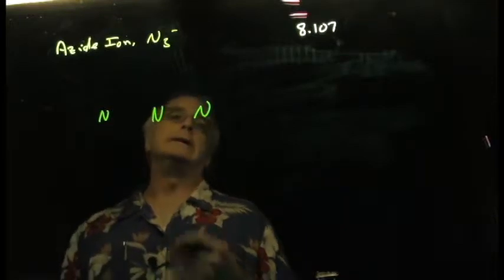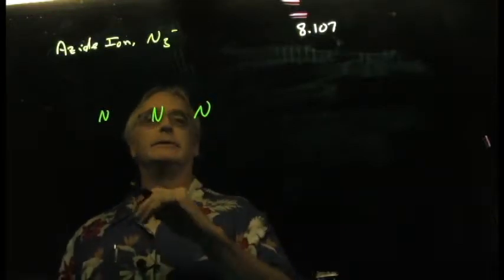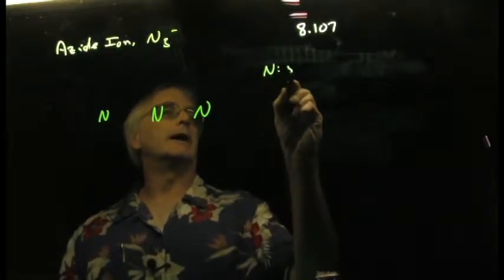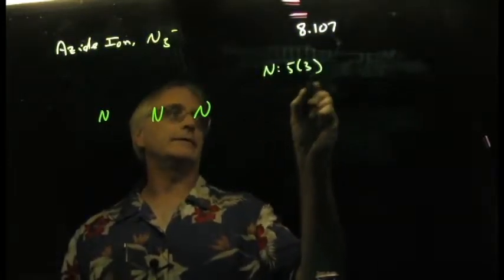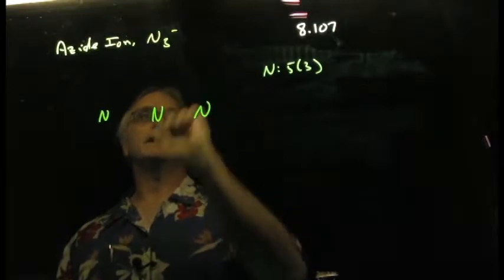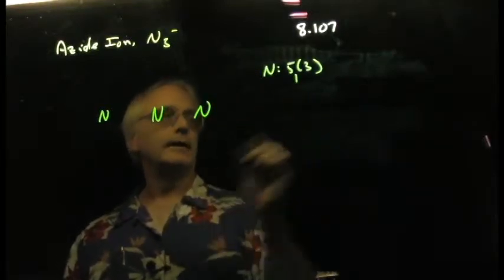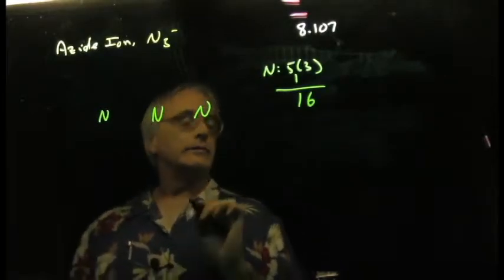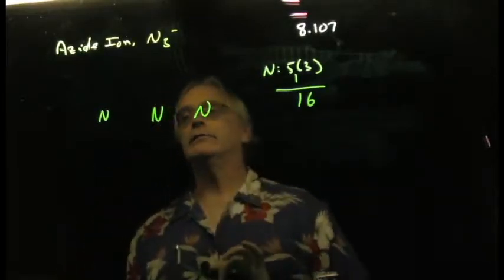Of course, we need to know the total valence electron count. We have nitrogen, a member of column 5. There are 3 of them. And then remember, this is the azide ion. We have 1 more, and that's going to get us a total of 16 valence electrons. So 16 electrons, no more, no less, go in here.